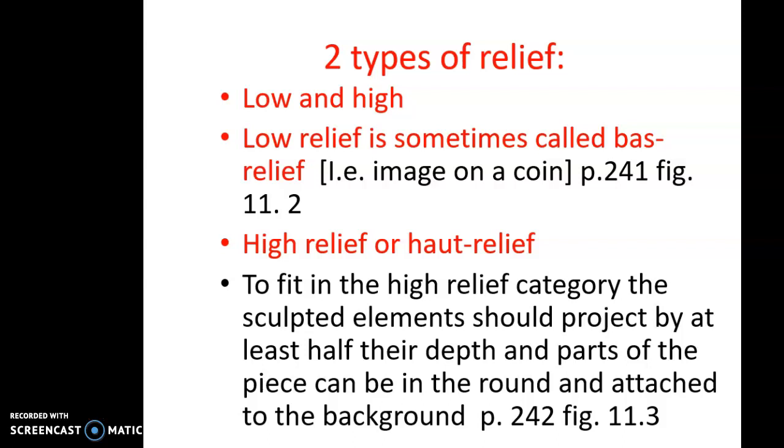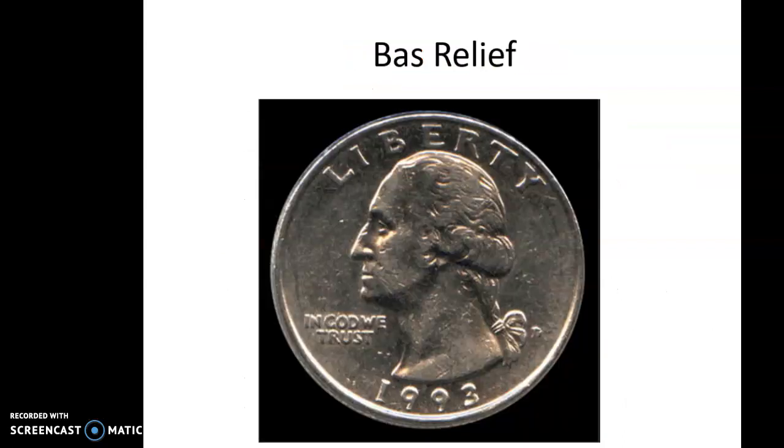Now, high relief or haute relief is more like what you would think of as flat and then has dimensional depth coming out. So I think maybe a good example would be a taxidermied deer head. It's flat on one side and then projecting out. So page 242, figure 11.3 is a good example of a haute relief.